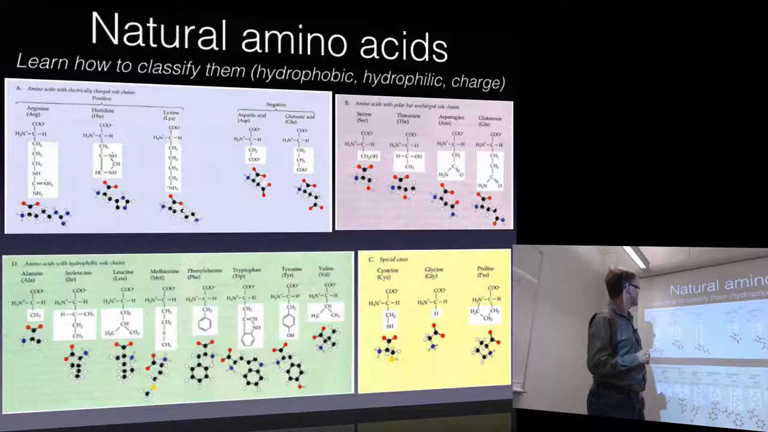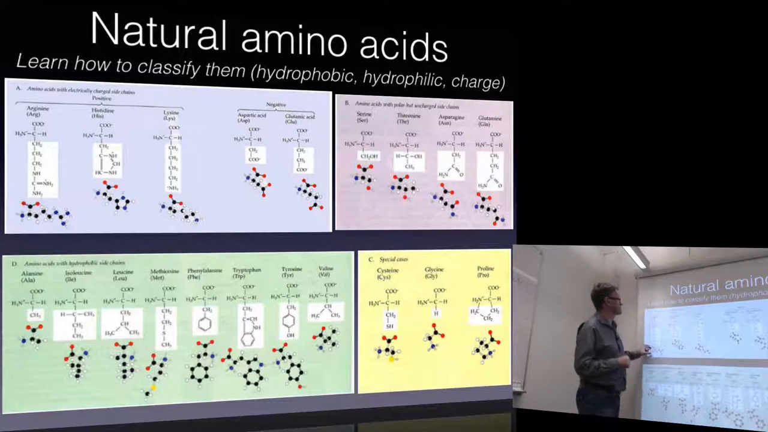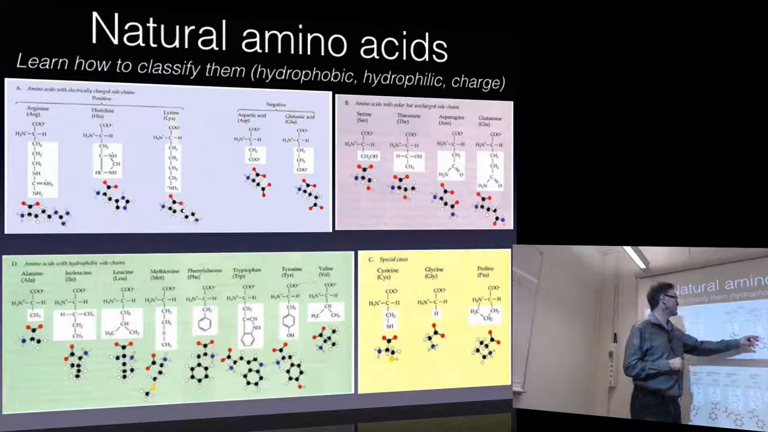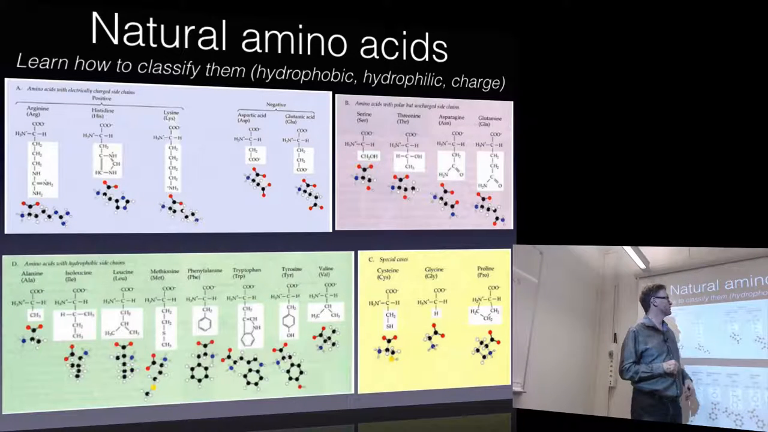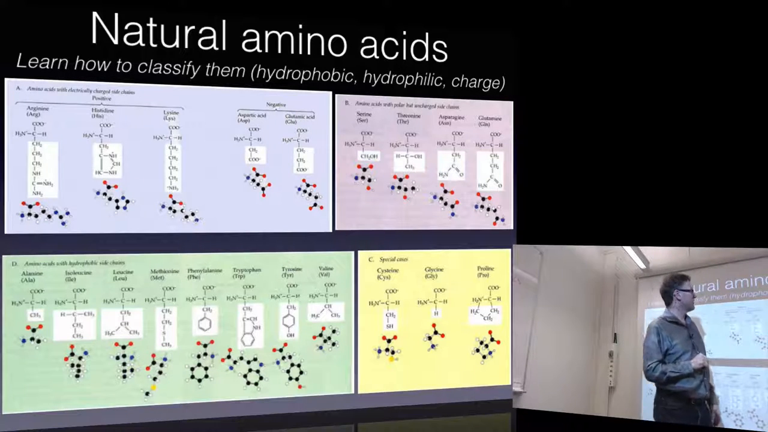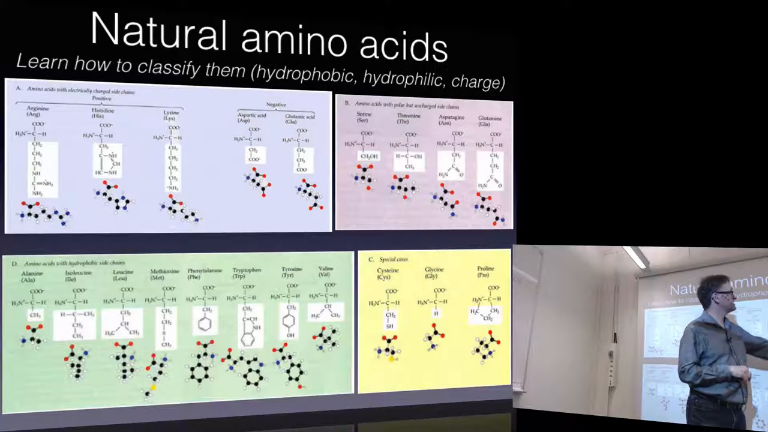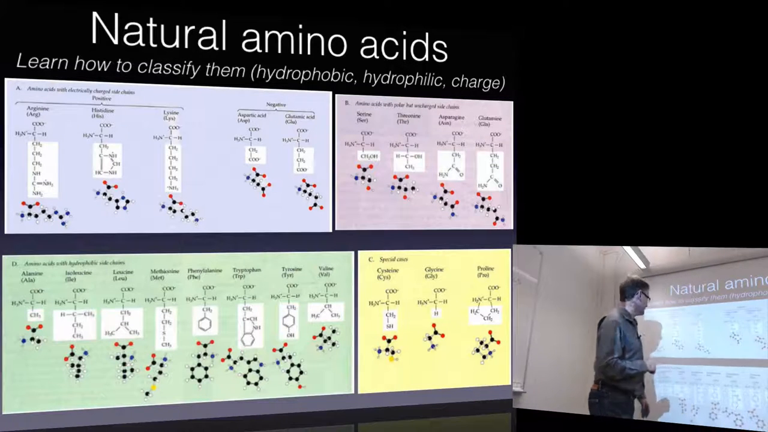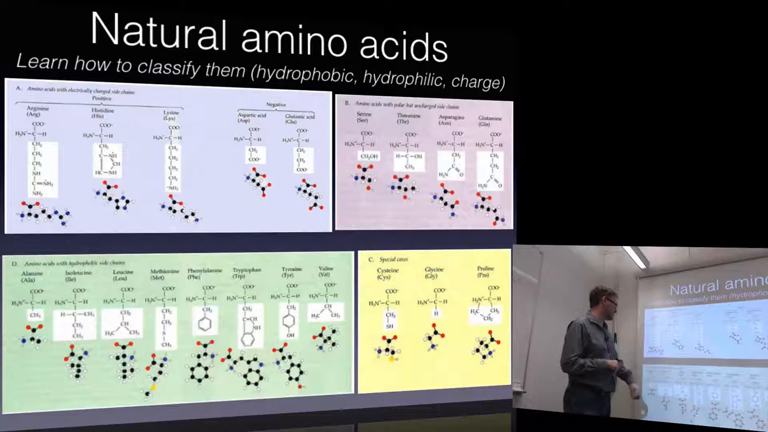Many amino acids are certainly charged. There are some that are positively charged and some that are negatively charged, basic and acidic. The book will go through this. There are some that don't have charges, but they are quite polar and like water a lot: serine, threonine, asparagine, glutamine. There are a bunch of amino acids that are hydrophobic.